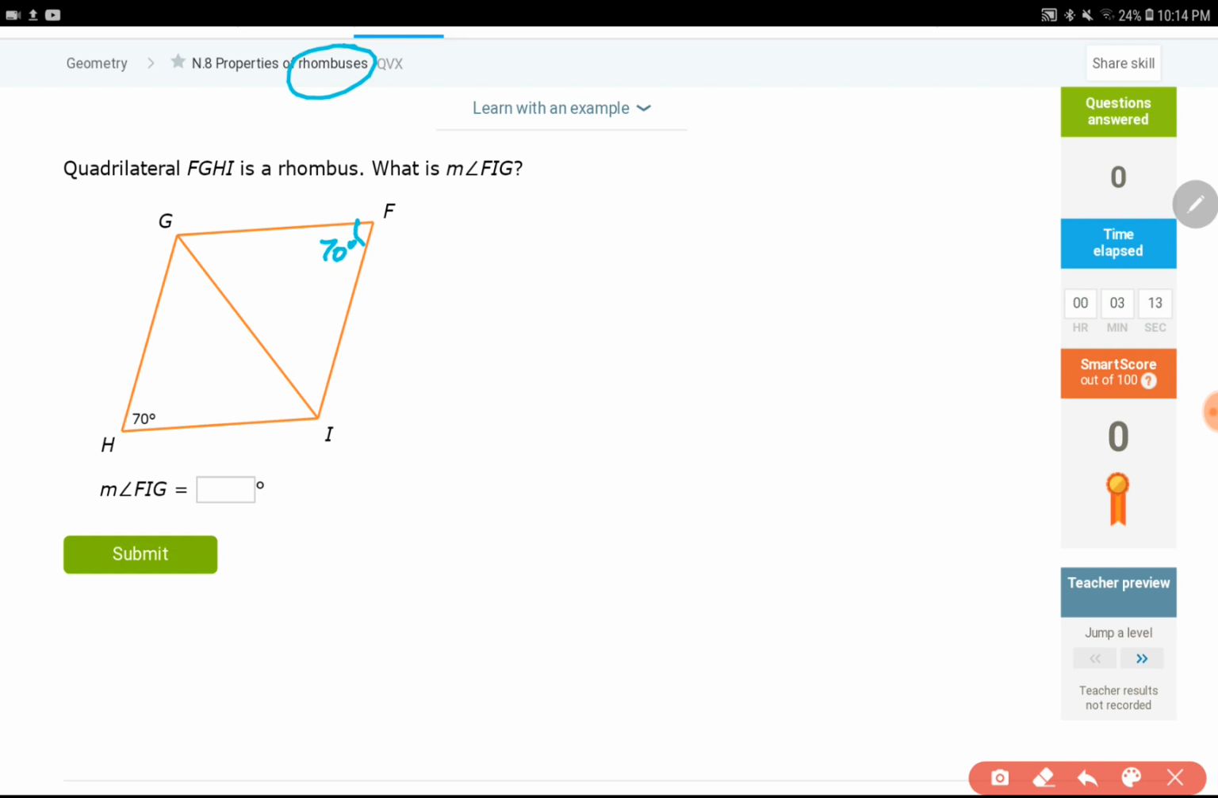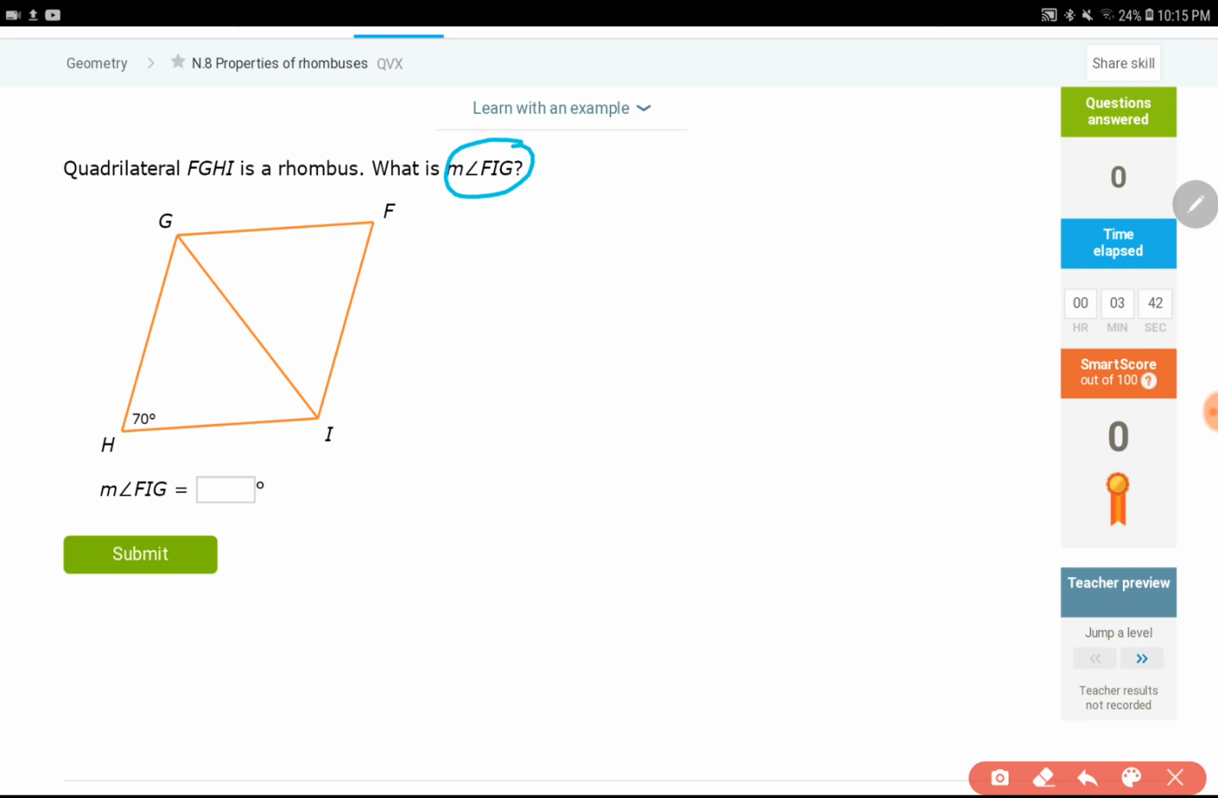And one more property, the diagonals. I will just show that one and then I'll remove it from the figure. So these two, the diagonals GI and HF, they are perpendicular. That's another property. So let's get to this and see how we can find the value, the measure of angle FIG.